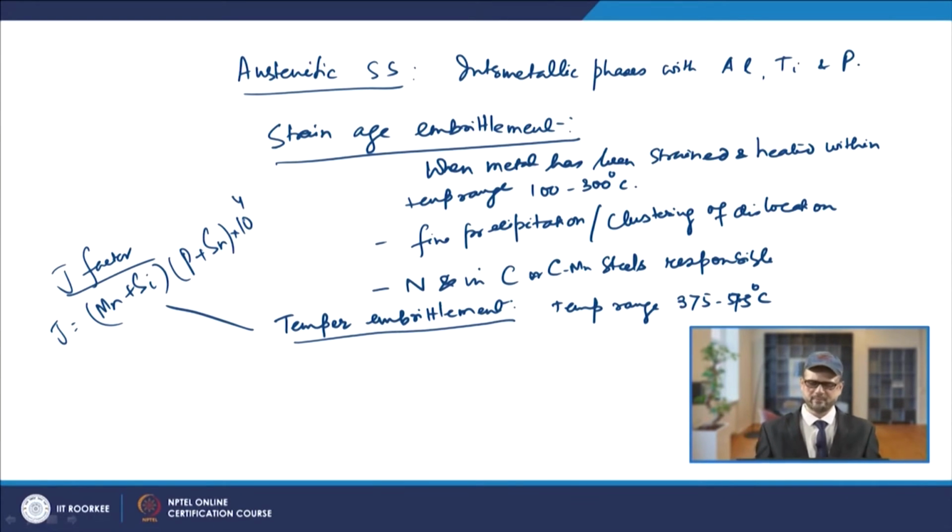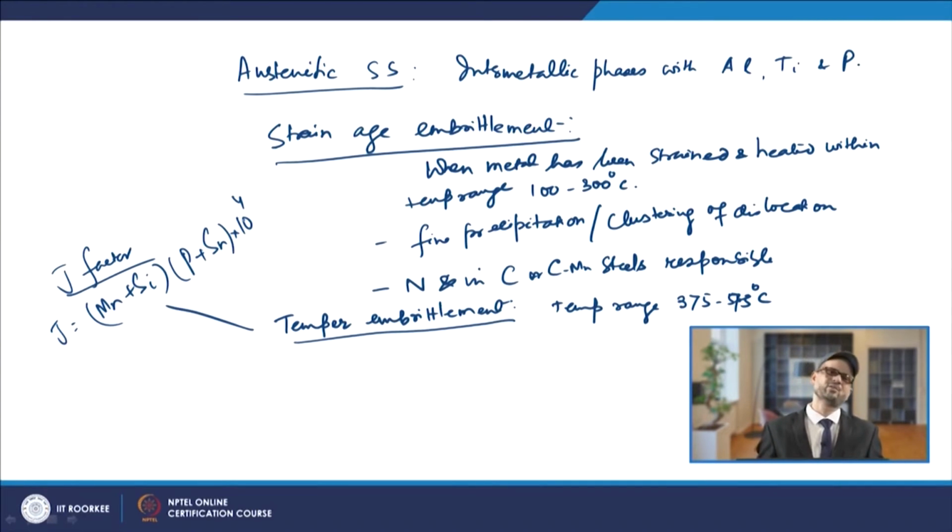So, basically you have a graph, and on the abscissa you have the J factor. That J value is there, and then you have the fracture appearance transition temperature. For that the plot is drawn, and accordingly you can see in what way this material will be susceptible towards the temper embrittlement.